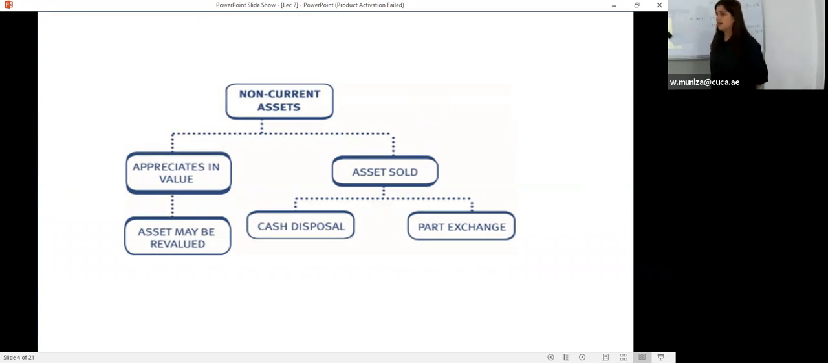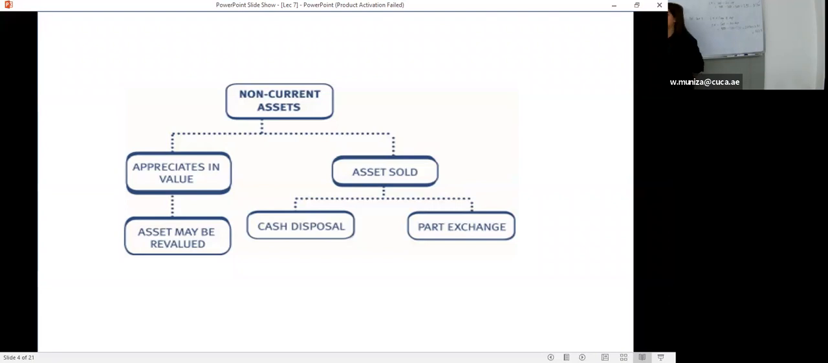And we are going to discuss the treatment of non-current assets when they are going to be disposed of, they are going to be sold. Under appreciation, we are going to discuss the concept of revaluation. In disposal, we are going to discuss two main things: when the asset is disposed of for cash proceeds or when the asset is disposed of as part exchange.